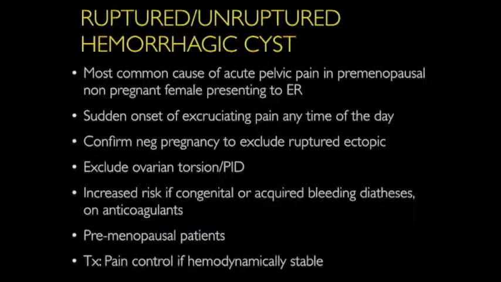Obviously, anytime you have those symptoms and clinical findings, you have to make sure there's a confirmed negative pregnancy test, and also exclude other etiologies such as ovarian torsion or pelvic inflammatory disease. Patients who might have some coagulation issues might be at higher risk of bleeding more, but essentially any normal patient can have a lot of hemorrhage from a hemorrhagic cyst. Almost all of these patients have to be premenopausal, because in order to have a hemorrhagic cyst, you have to ovulate.